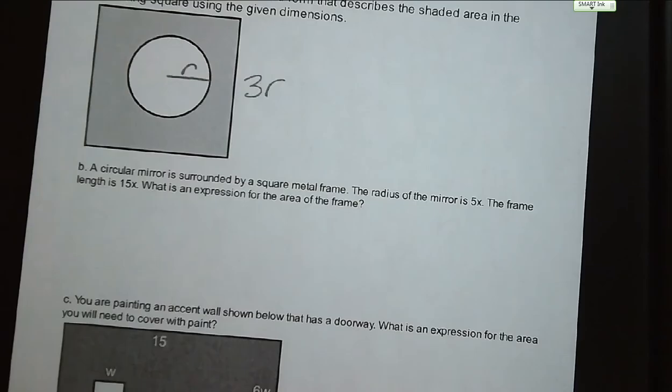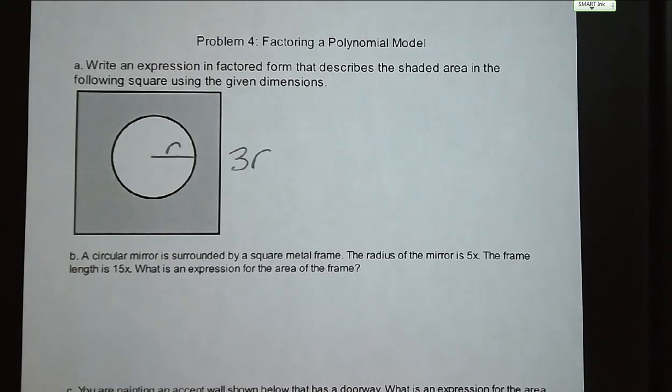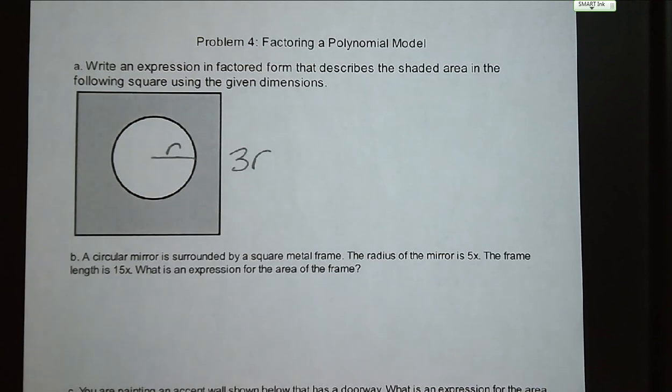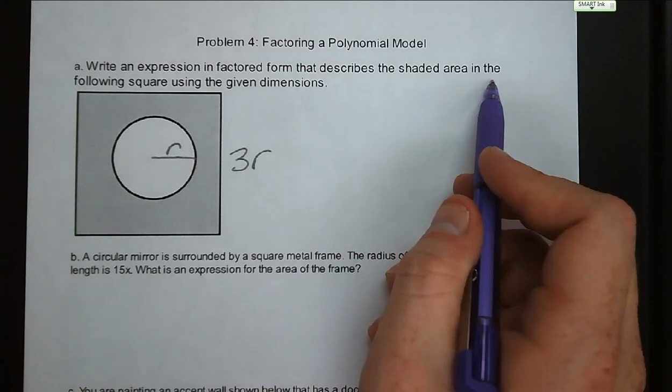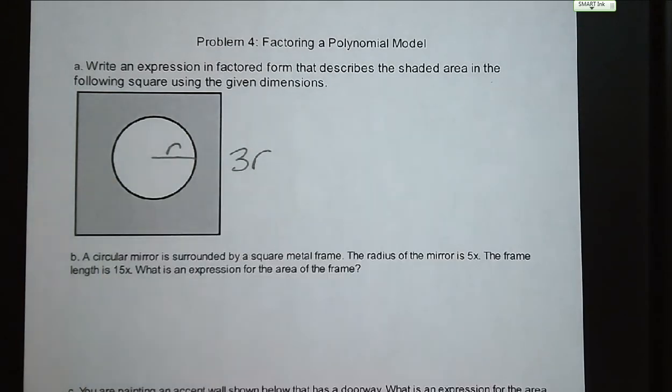All right, moving on to problem number 4. We have factoring a polynomial model. So now we're using this to represent a real-world scenario. And I'll tell you, on your quiz and on the test, there are problems that are like these. So write an expression in factored form that describes the shaded area of the following square using the given dimensions.